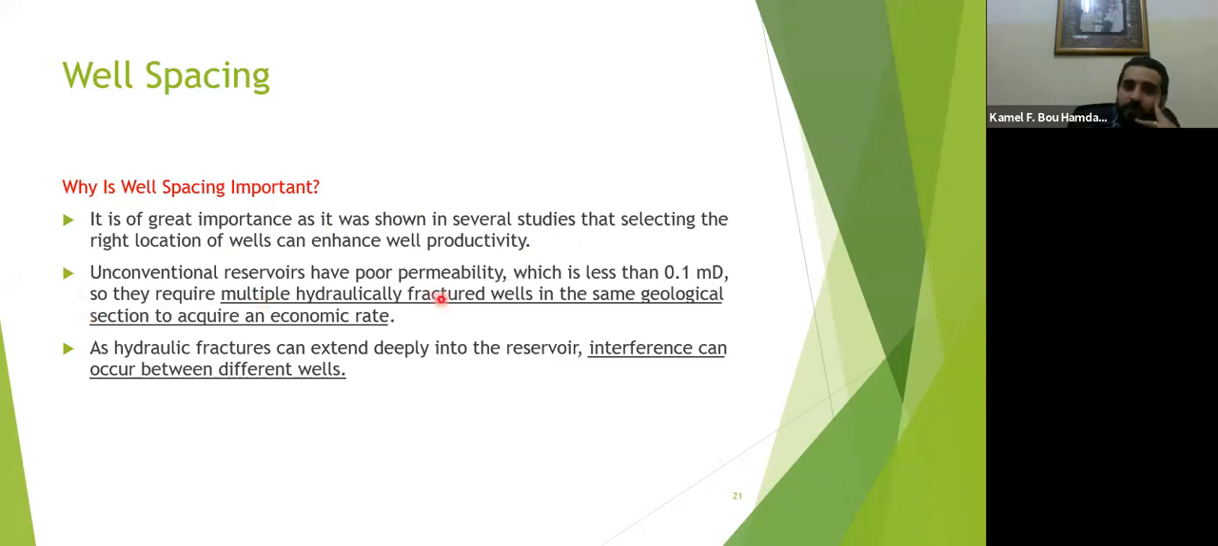Unconventional reservoirs are of poor permeability, lower than 0.1 millidarcies. We are going to need more than 1 fractured well within a geological area. But the problem we are going to face here is interference. Interference is when nearby wells are affecting each other. So we are fracking 2 nearby wells. We might have, let's say, proppants propagating from one well to the other, maybe fracturing fluids and so on. So this is an important phenomenon that occurs with well spacing.